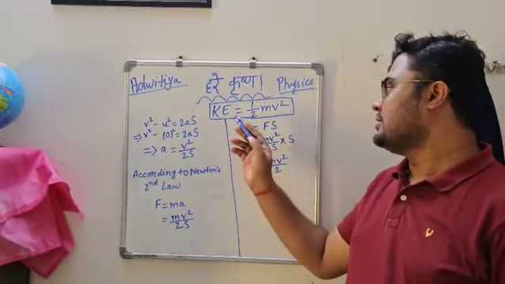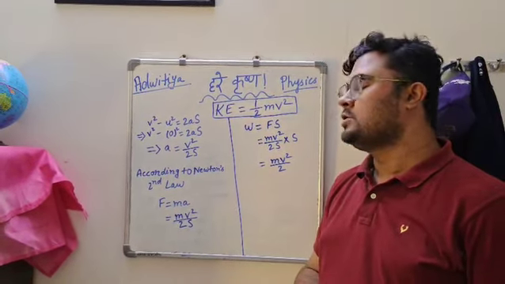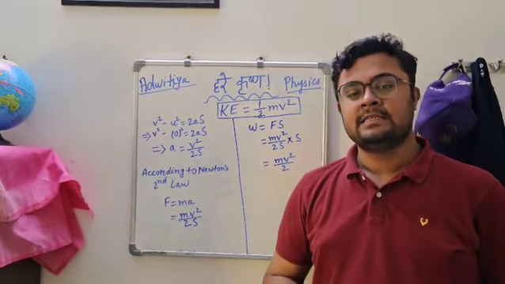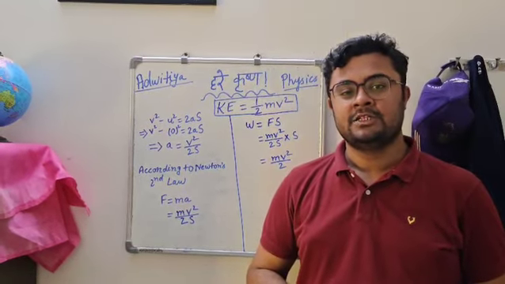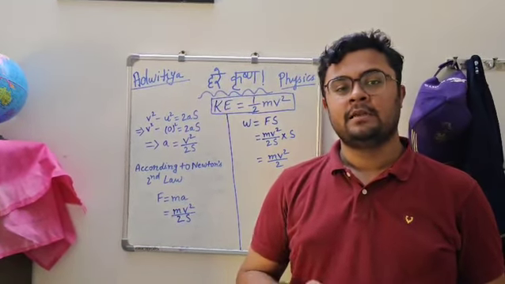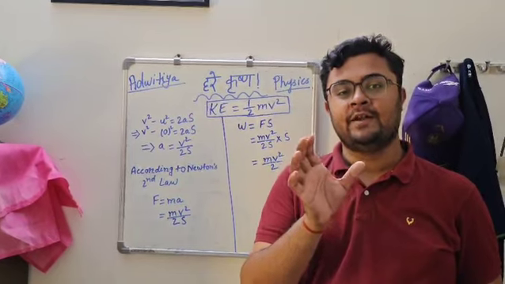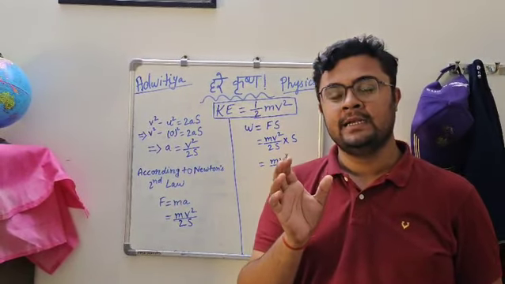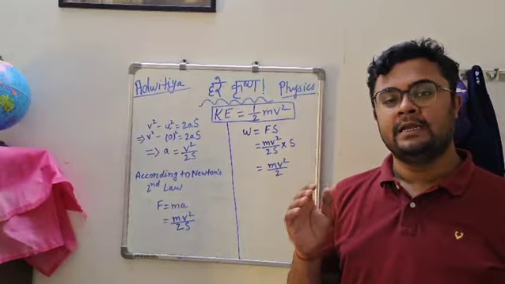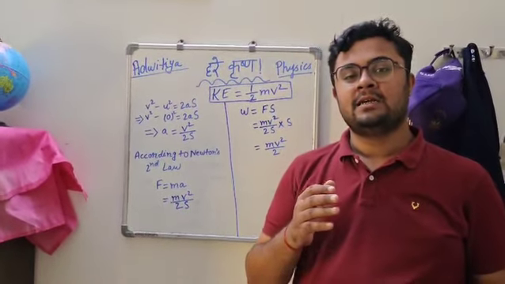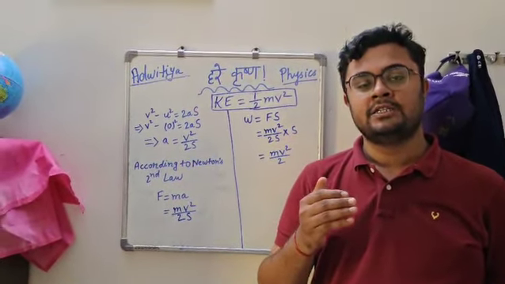So this equation that we have here, kinetic energy equals half mv square, is from your chapter Work and Energy. Work is given by the formula F into S, which is force into displacement. But today we will discuss energy. Now, energy can be either kinetic energy or potential energy.